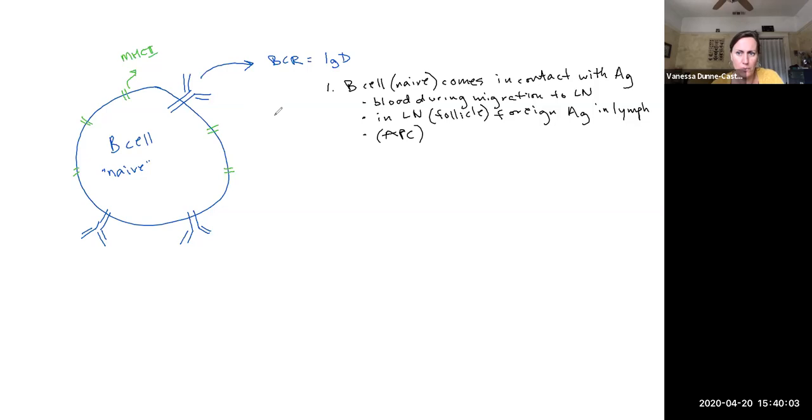It can be the whole pathogen in the blood, right? If it's a virus or intracellular or extracellular bacteria that got into the blood. But no matter what, no matter where this happens, what it comes in contact with is highly specific. Because this is through the immunoglobulin receptor, right? The immunoglobulin FAB region.